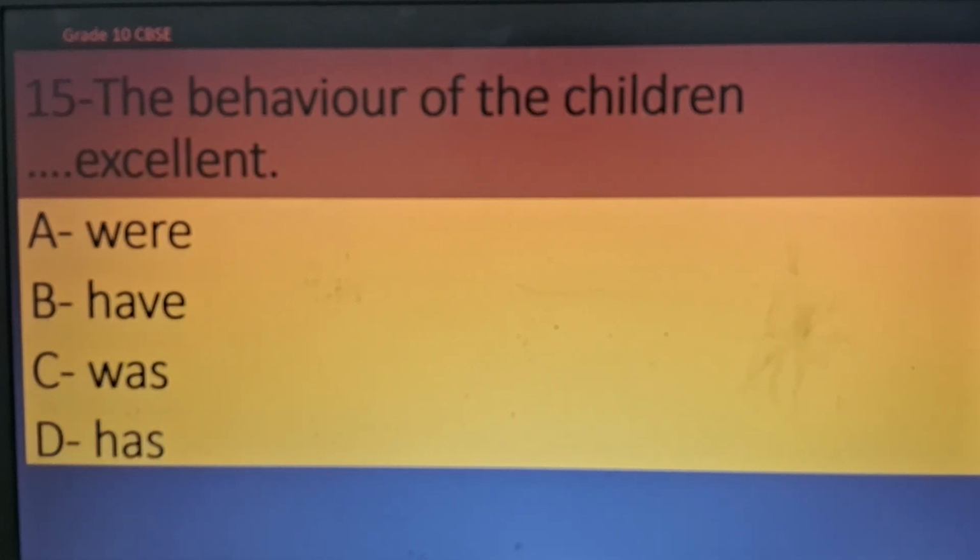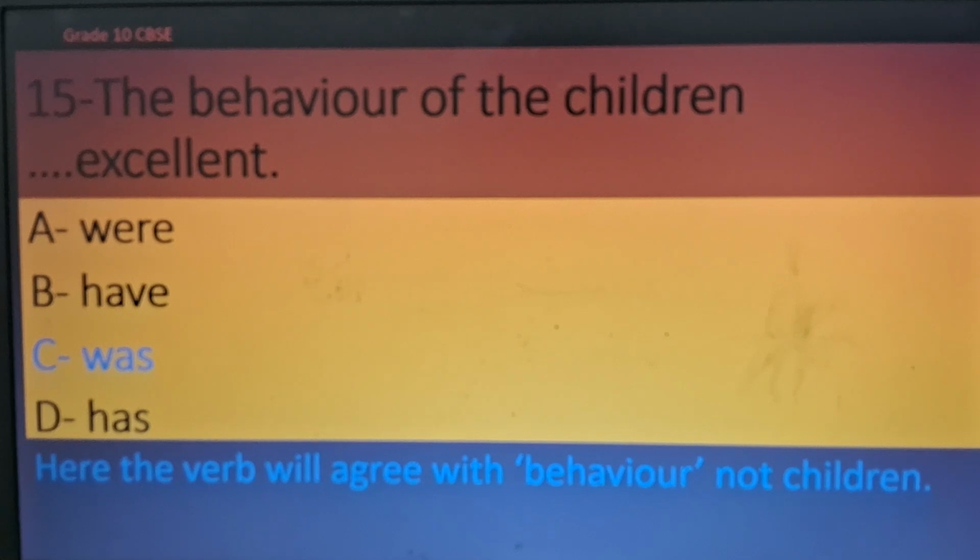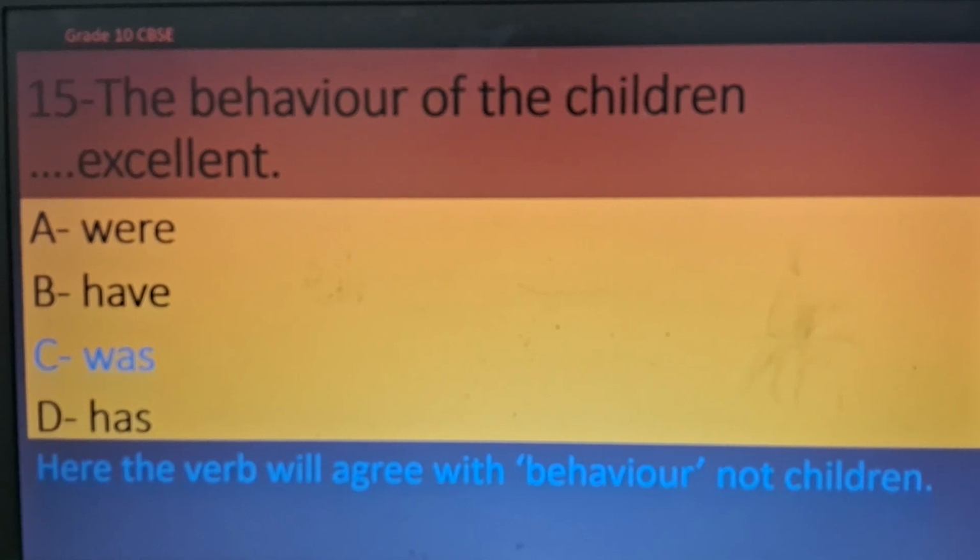Question 15. The behavior of the children dash excellent. Option A, were. Option B, have. Option C, was. Option D, has. What is the answer? Yes, the answer is was, because we are pointing to behavior. Here the verb should agree with behavior, not children. So we speak about behavior. Behavior is a singular noun. So we should use a singular verb.